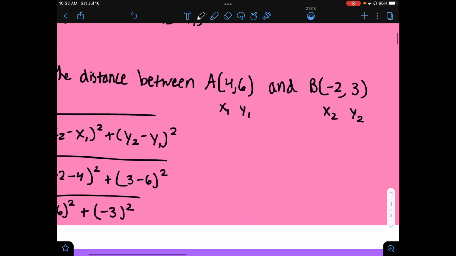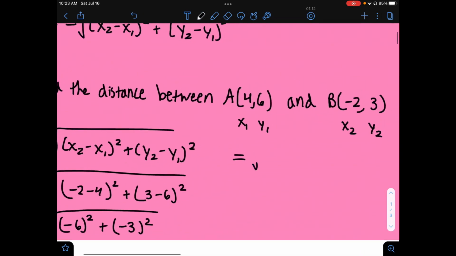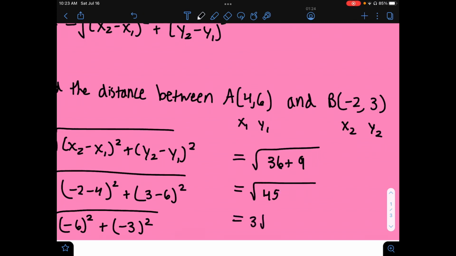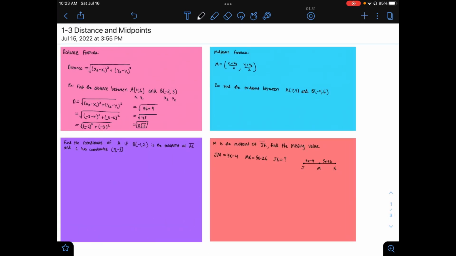Then we're going to move over here because we're running out of space. And we have negative 6 squared, which is 36, plus negative 3 squared, which is 9, which is equal to the square root of 45, which you can simplify to 3 root 5. So that's our answer here. 3 root 5 is our distance.